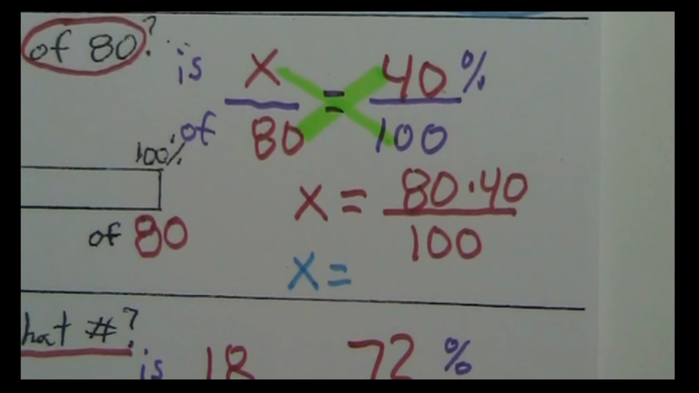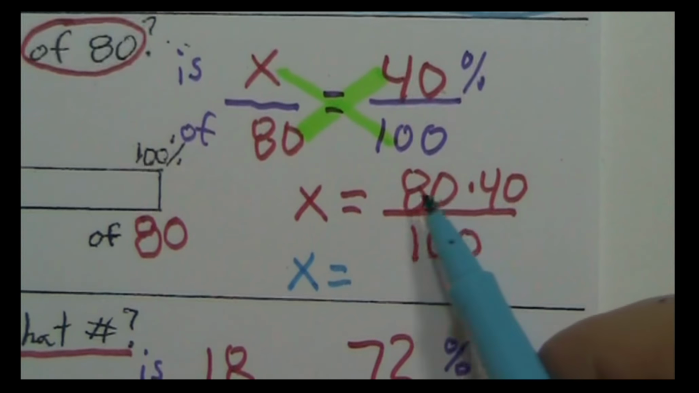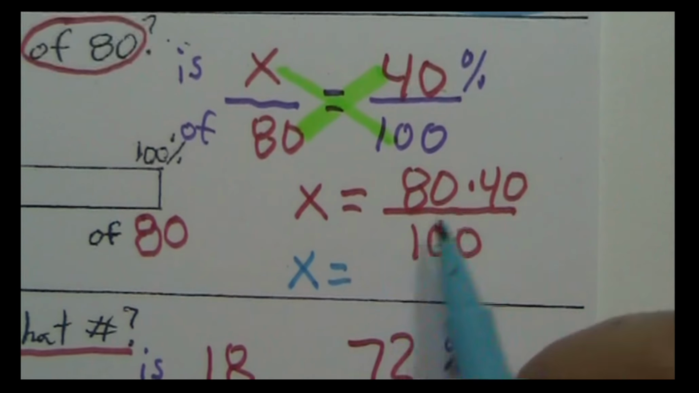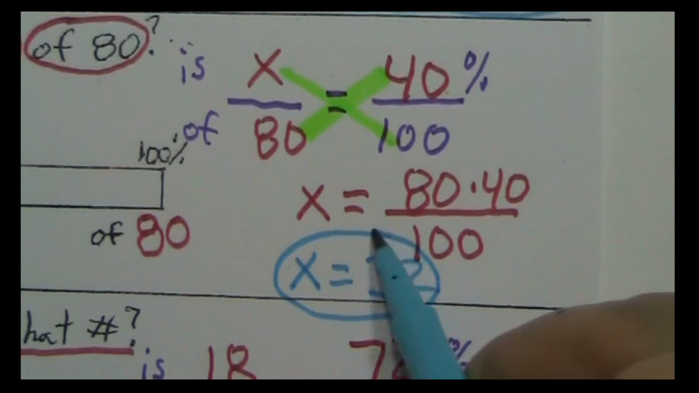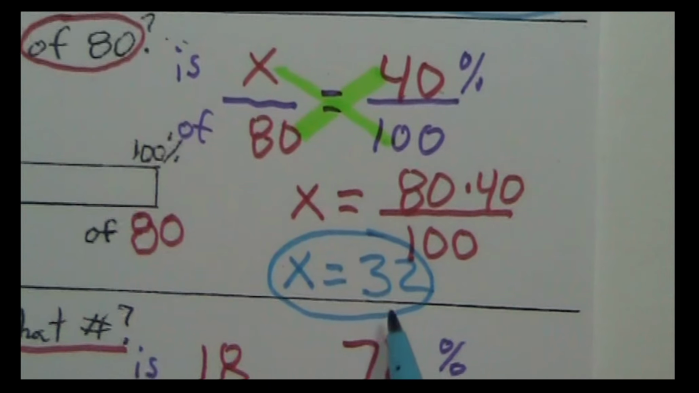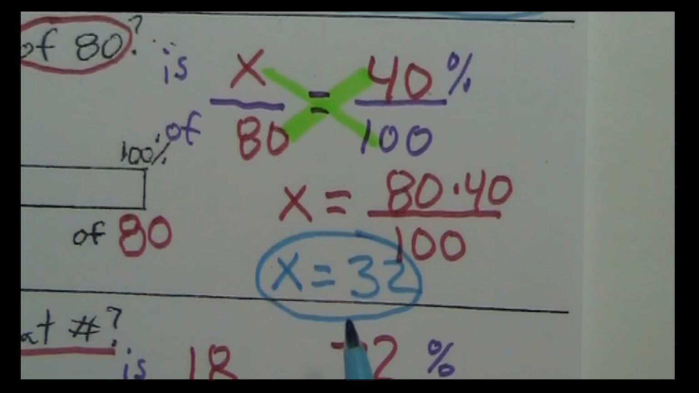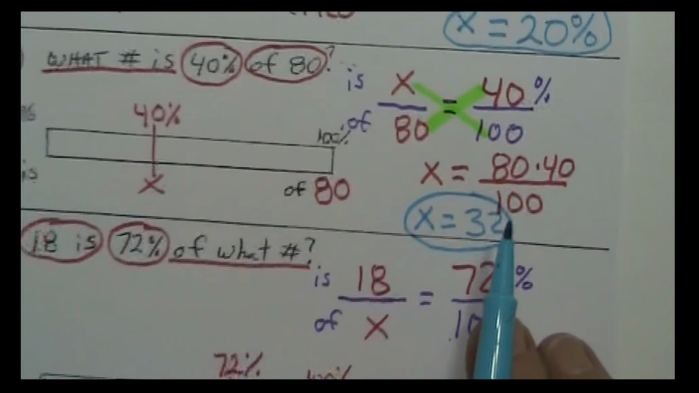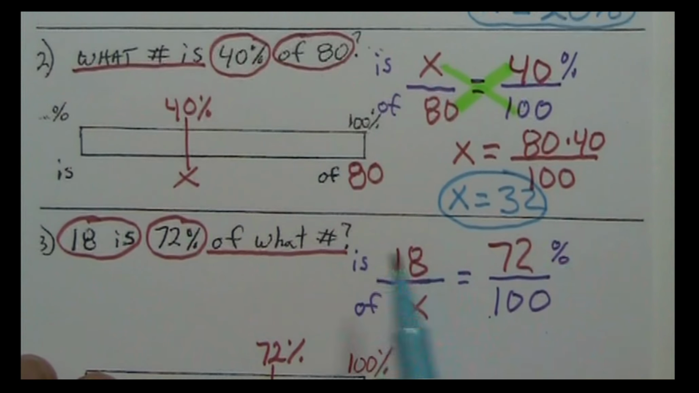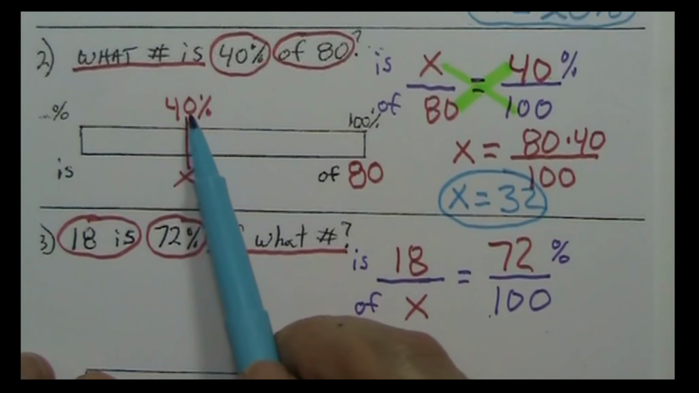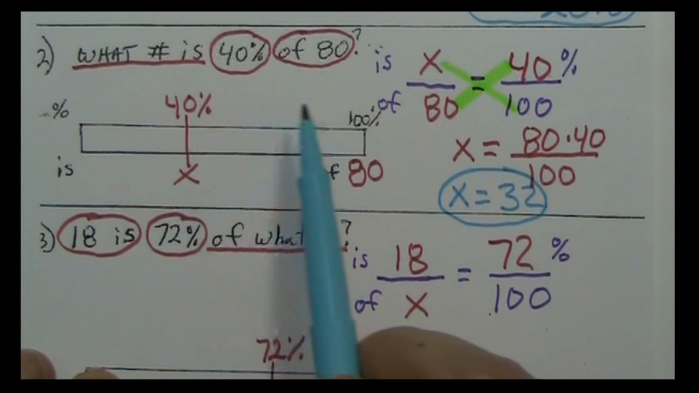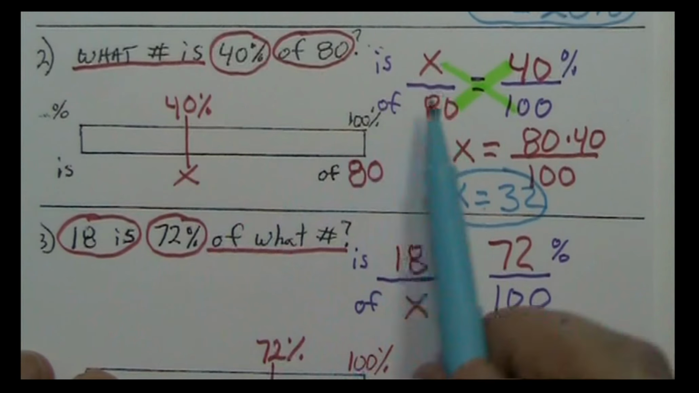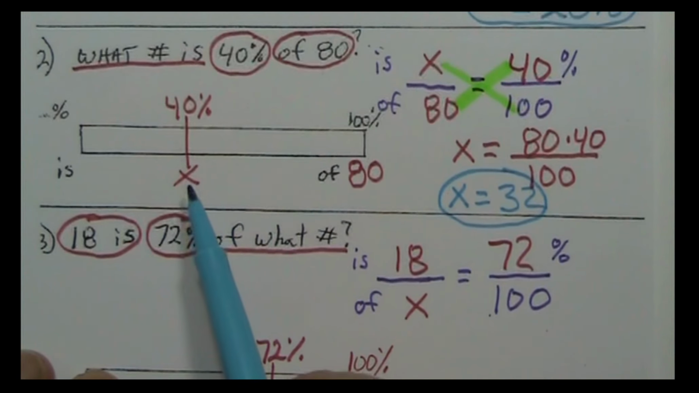And if you use a calculator, you will find out it ends up being like 8 times 40, 8 times 4, which is 32. The answer is 32. That means 32 out of 80 is 40%, 40 out of 100. The answer goes up here, it is 32.